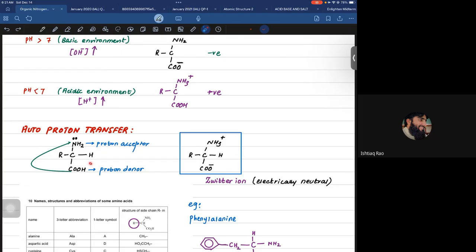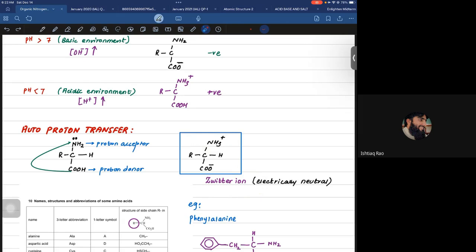You know this is an acid. Acid has a tendency to lose a proton, and this is the base, and base has a tendency to accept the proton. So when this carboxylic acid gives its proton, this amine accepts it, so ultimately you get this structure. After giving H plus, it would be C double bond O minus, and after getting one H plus, NH2 would convert into NH3 plus. So this is called a Zwitter ion.